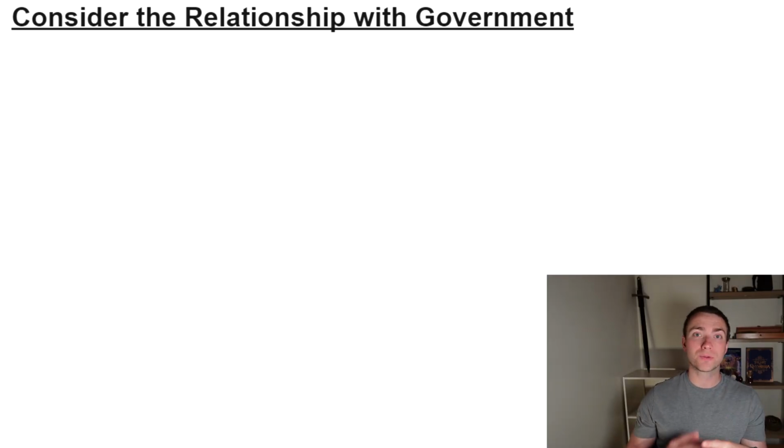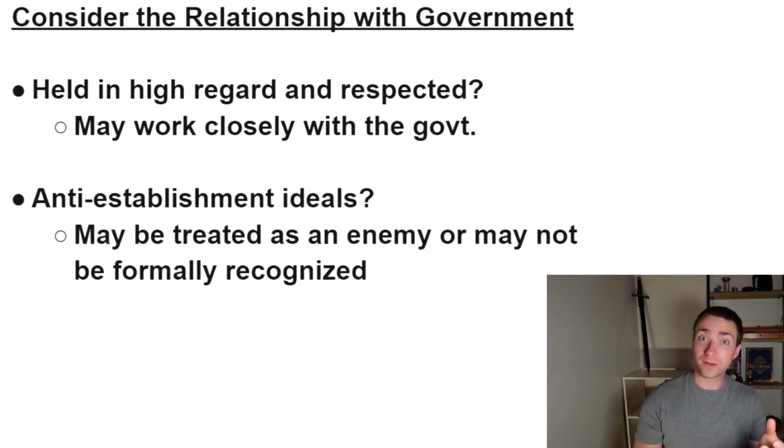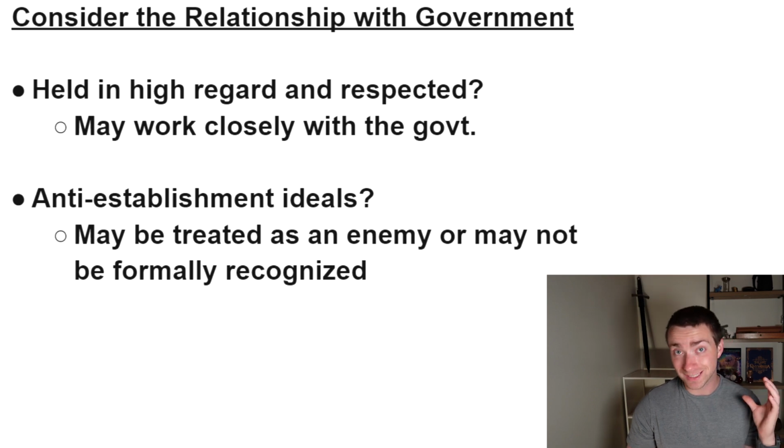You'll also want to think about the relationship that your faction has with local governments or different authorities. Your faction could be held in very high regard and work closely with the government, or if your faction has ideas in opposition to the current government, then maybe the crown doesn't even acknowledge that they officially exist as a faction. In a similar manner, you want to think about how people in your faction view members of the public, and vice versa, how members of the public view people in your faction.